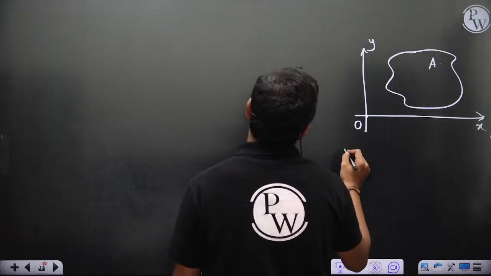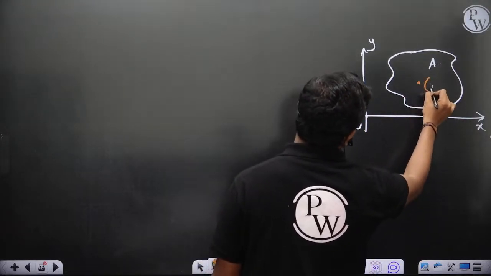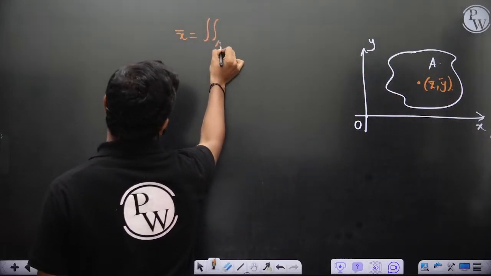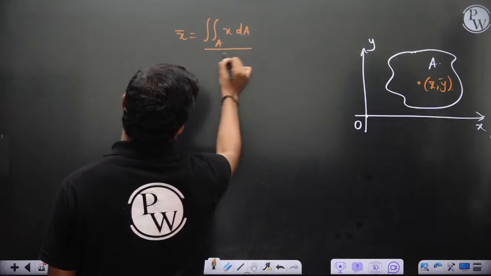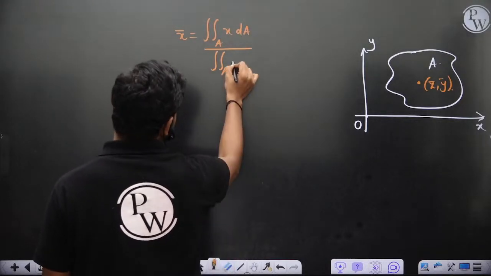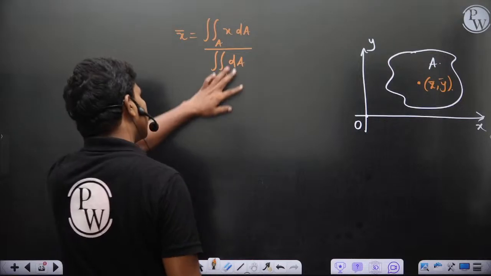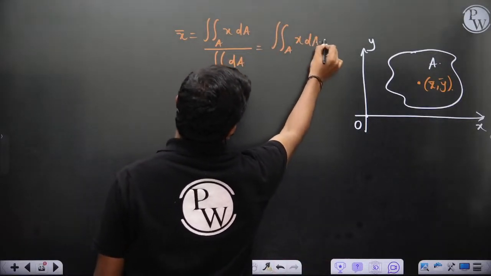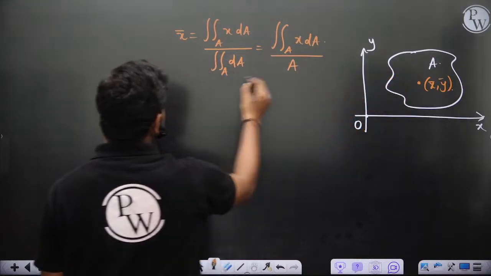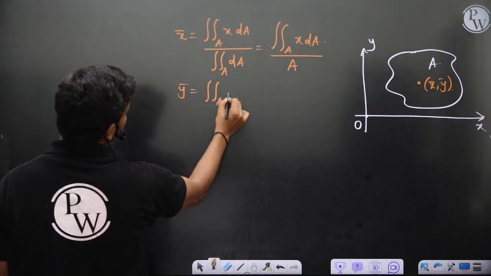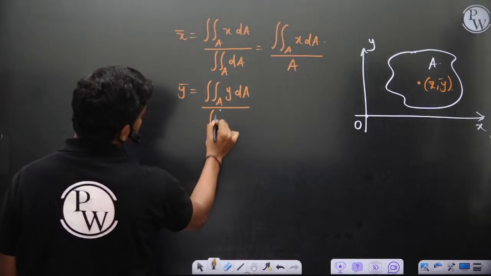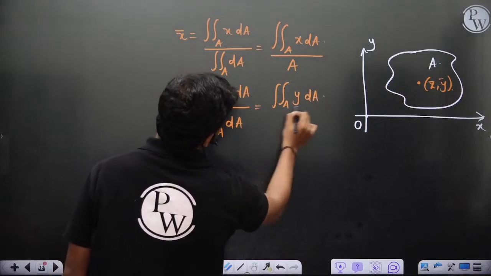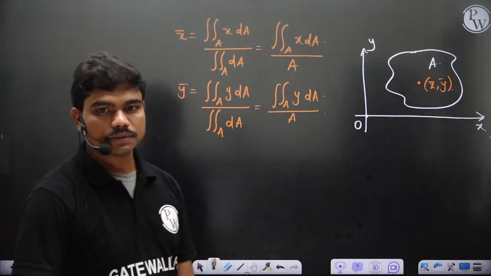Have you seen this formula anywhere? If this is the centroid of this region, let's say x bar comma y bar, many of you might have seen x bar is equal to integral over A of x dA by integral over A of dA, which is basically the area A directly. This integration of dA is nothing but the total area of that domain. So x bar is integral over A of x dA by area, and y bar is equal to integral over A of y dA by integral over A of dA, which again gives integral over A of y dA by area. Have you seen these formulas anywhere?